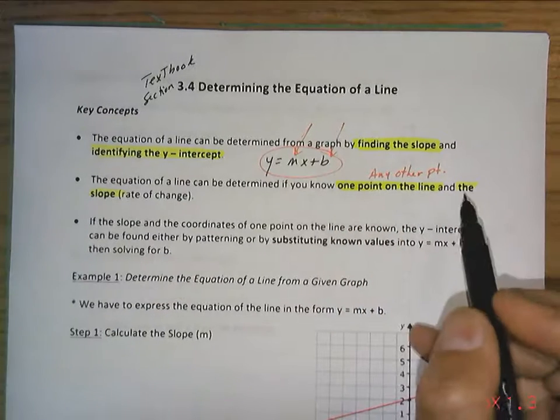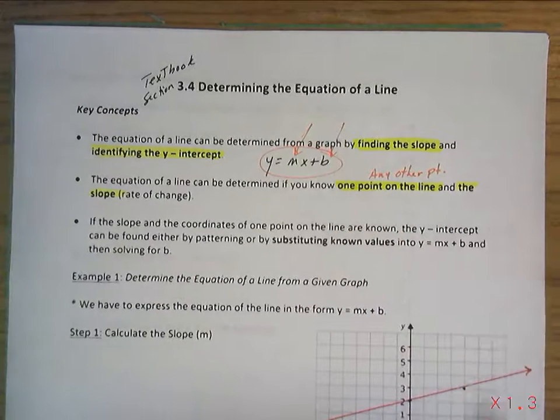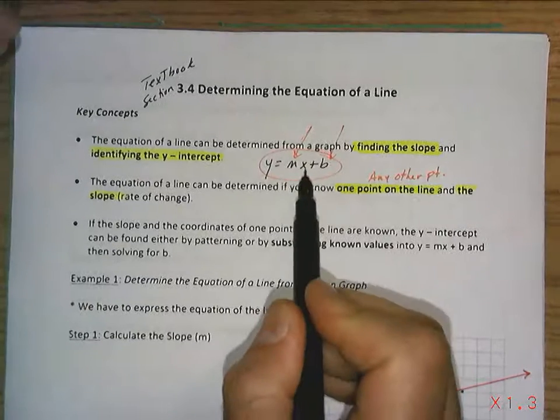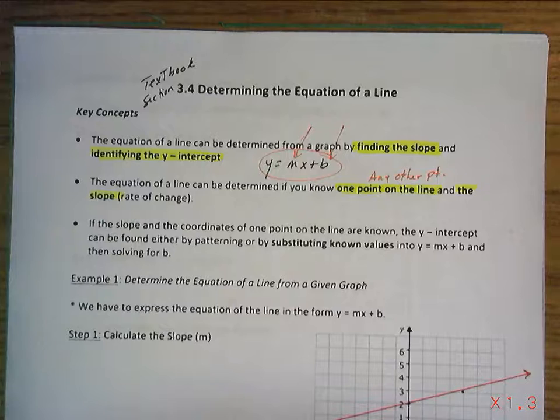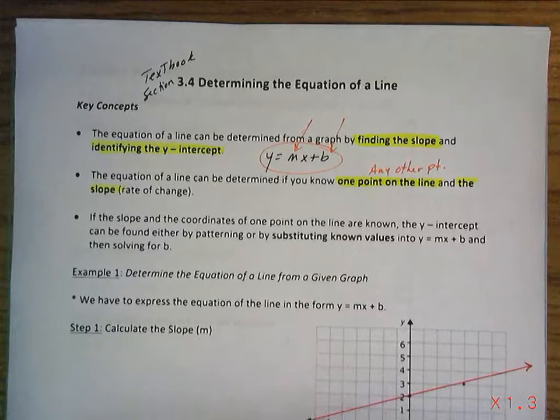So if you know the slope and any other point on the line, we can calculate the equation of the line. It won't be as easy as just subbing into y equals mx plus b, because that other point won't necessarily be the y-intercept. We have a little bit more work to do, and we'll see how that plays out in the coming examples. Lastly, key concept number 3.